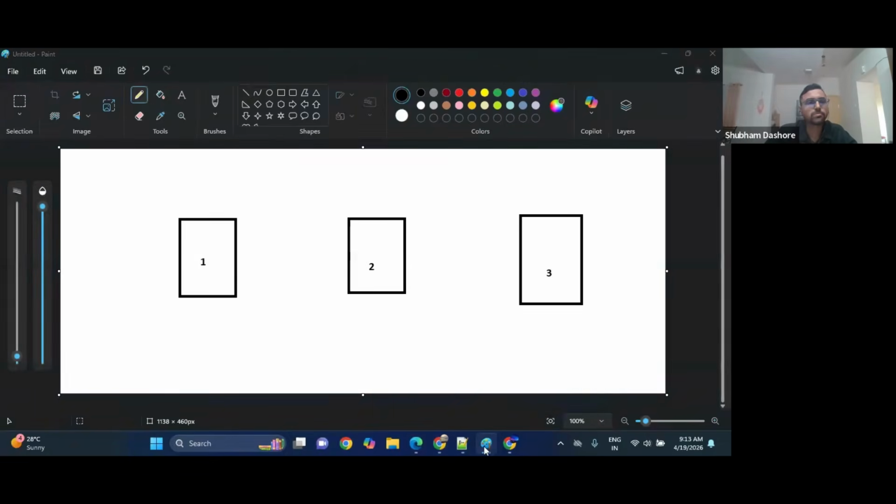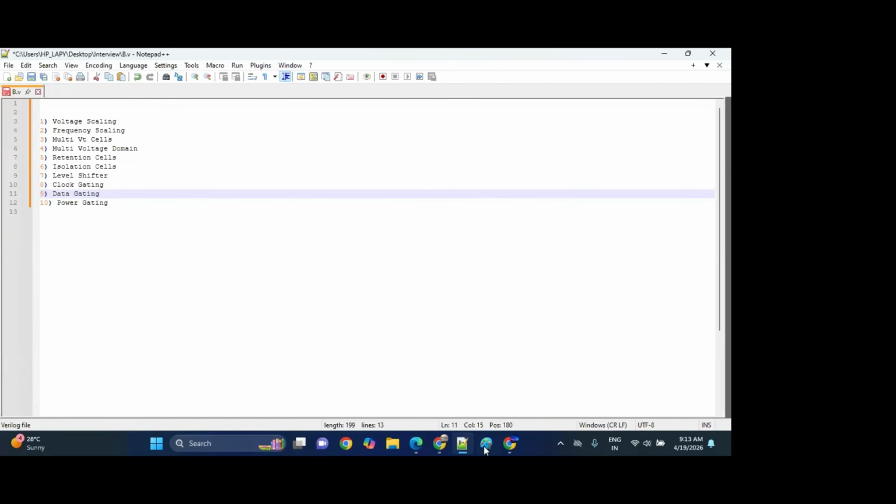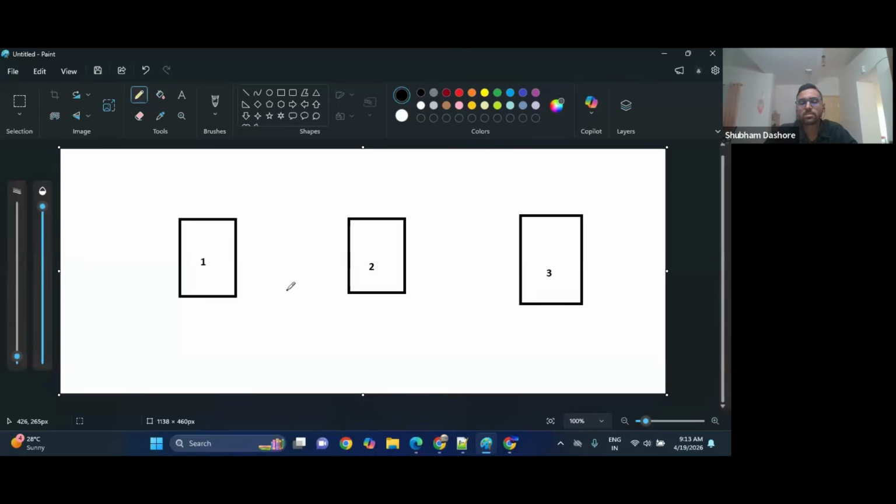Another one is the retention cell. It also has some disadvantages. Multi-voltage domain also has some disadvantages. If we are using a multi-voltage domain, we need to add a level shifter in between. The level shifter is not part of the RTL, but in UPF these level shifters are used.